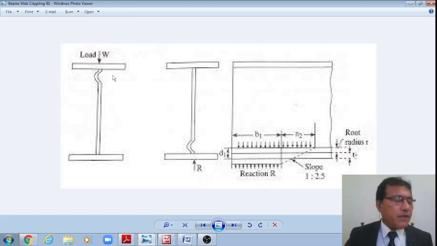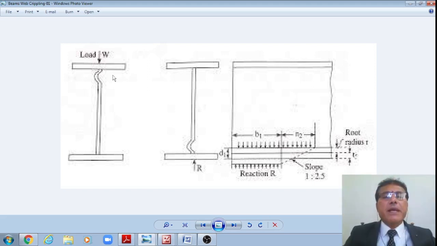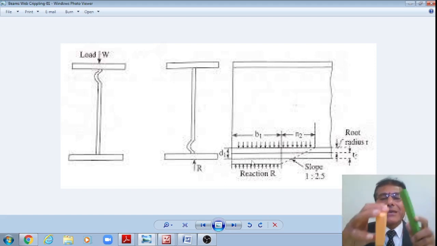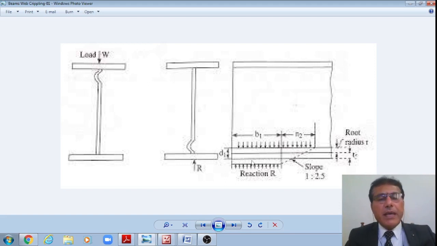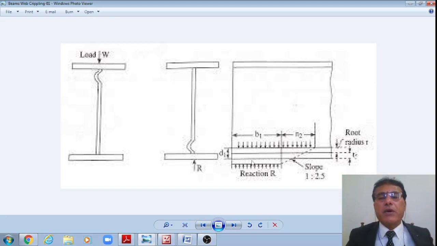However, at the intersection of the flange with the web, a local kink will form like this, which is called crippling. That should be checked over a width of the base plate, because the beam will be resting over the base plate. This grillage is supporting the load from a base plate of the given size. Therefore, that should be taken: B1 plus N2. However, that N2 should be calculated with a slope of 1 in 2.5.